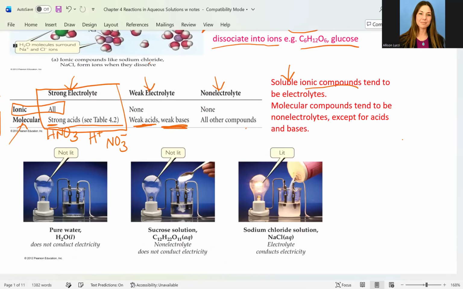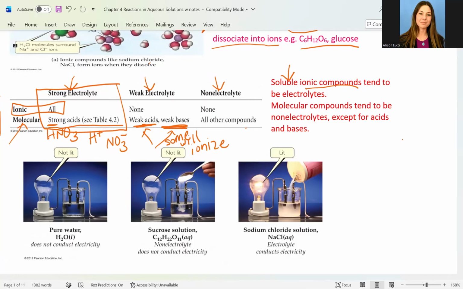So we're going to identify the strong ones, and then everything else will be considered a weak acid or a weak base. They fall under the weak electrolyte category because only some ionizes. So some will ionize in this category, but not nearly as much as the strong electrolytes. That's why they have a separate category.